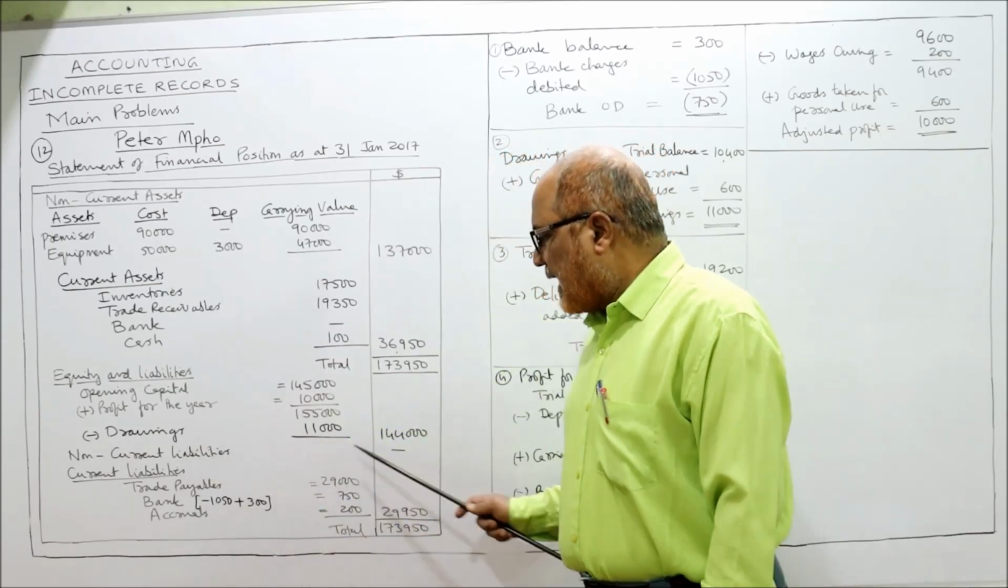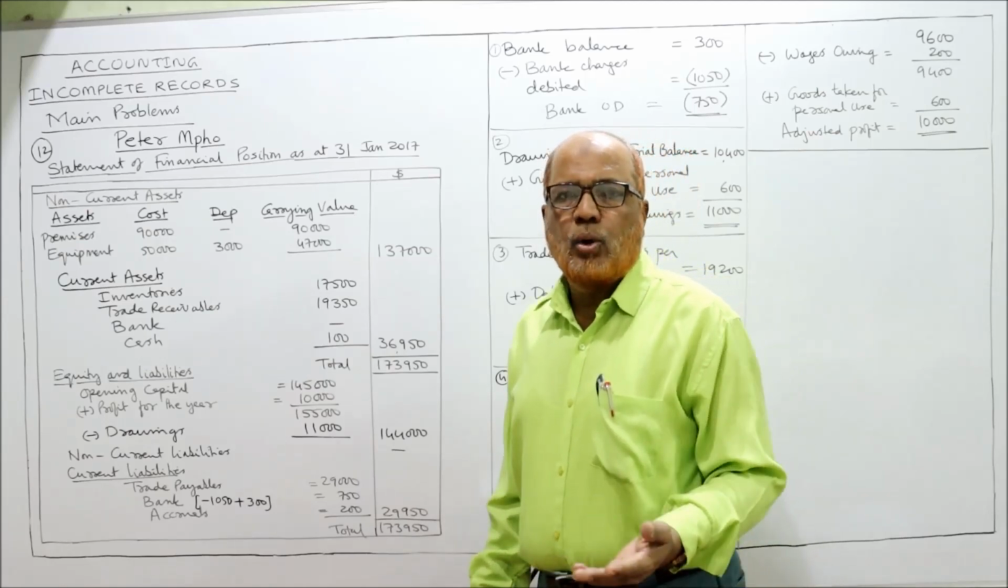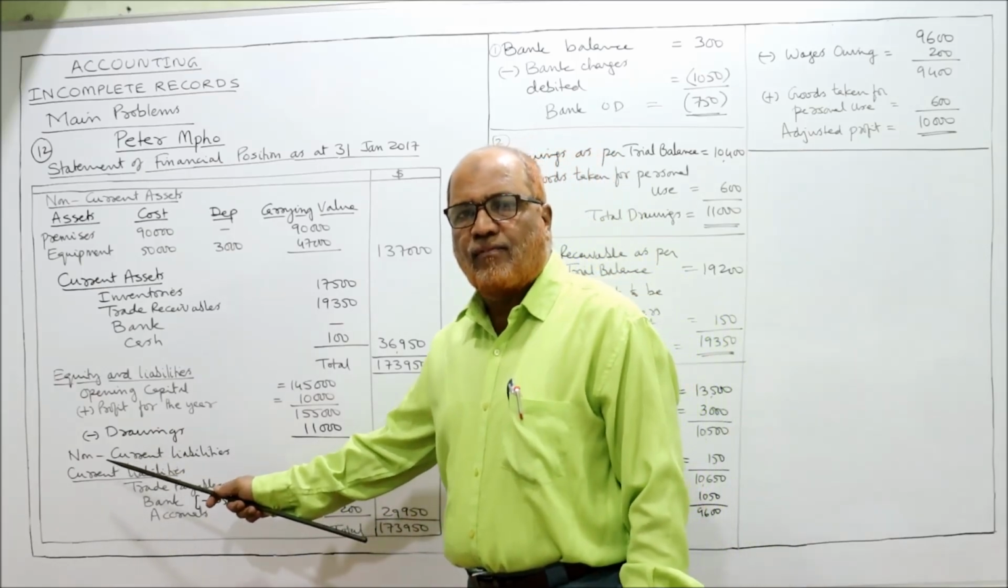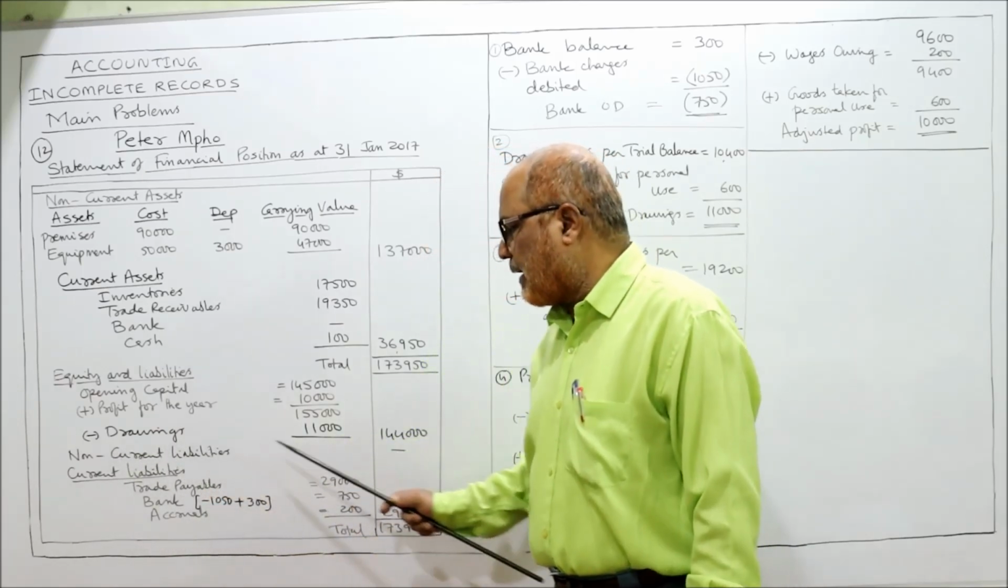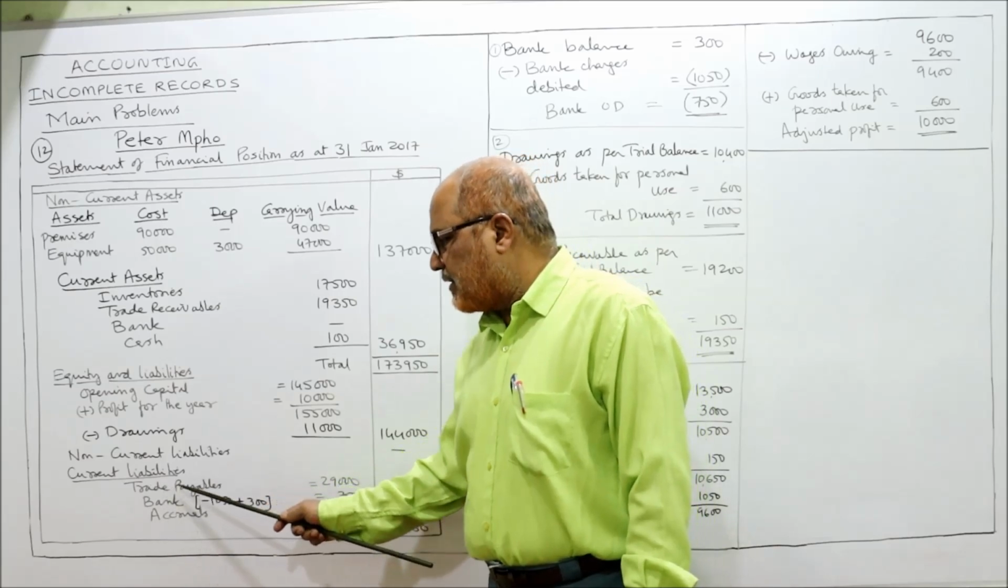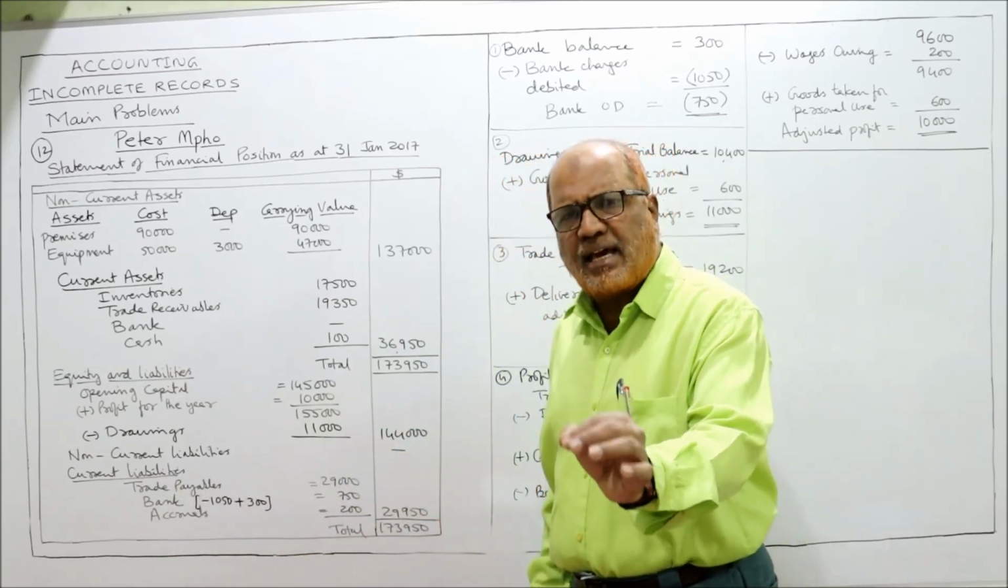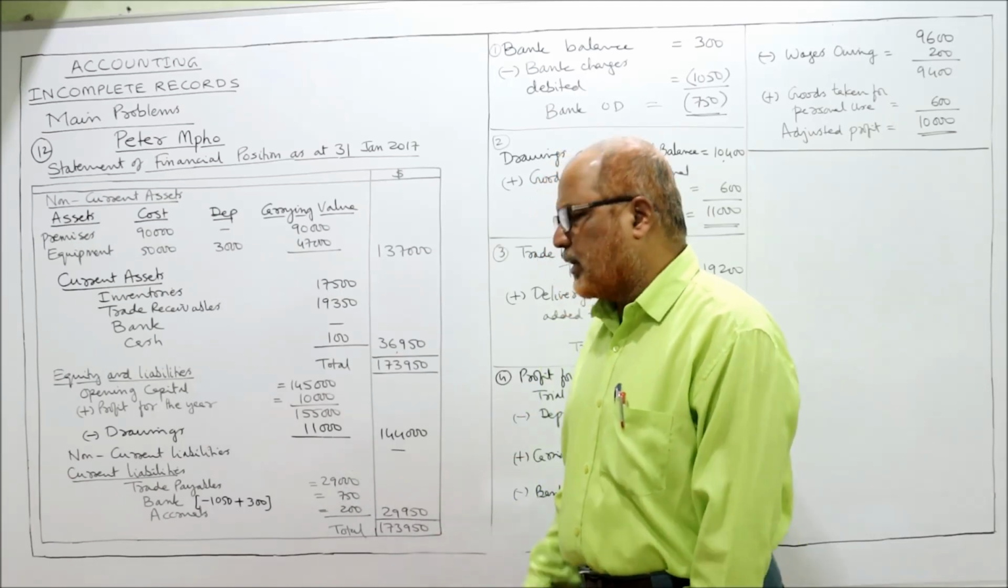Now non-current liabilities are not there. Bank loan, long-term loans are not there. Simply for the sake of remembering that point, I am writing non-current liability nil. Then current liability, trade payable. As it is, 29,000 is given, same, no adjustment, directly 29,000.